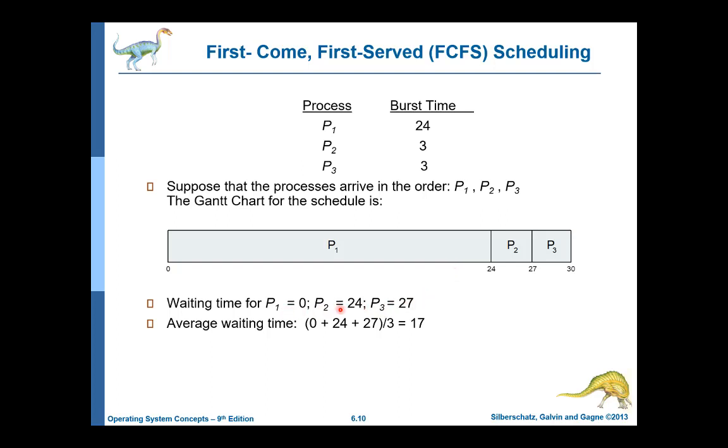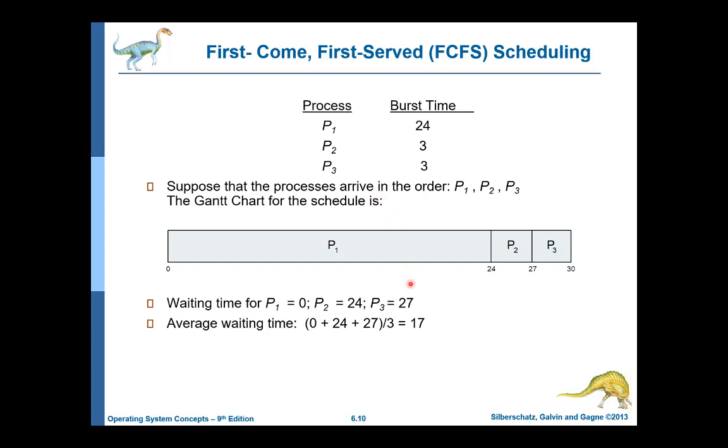So this is 3 processes, and these are 3 waiting times. We find the average by taking the sum of the 3 and dividing by 3. So this gives us 17 time units. Okay, so this is the average waiting time when we consider first come first serve. Now the order here is P1, P2 and P3.